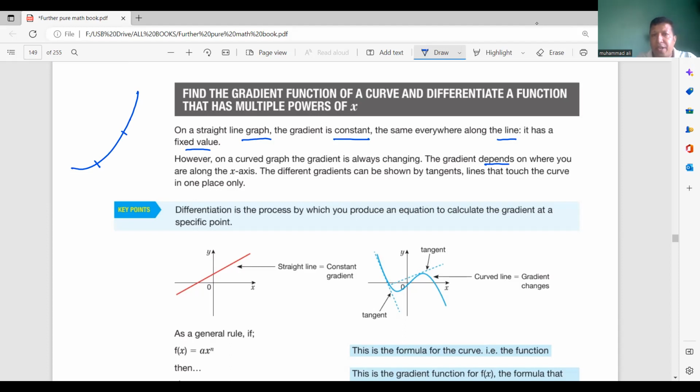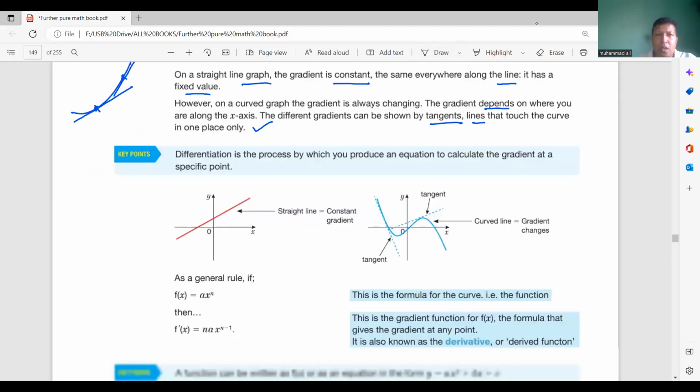The different gradients can be shown by tangents. Like if I want to show the gradient over there, I have to draw one tangent here. If I want to show the gradient over there, I have to draw one tangent over there. The gradient depends on where you are along the x-axis. The different gradients can be shown by tangents, lines that touch the curve. Tangents means any line which touches the curve in one place only.